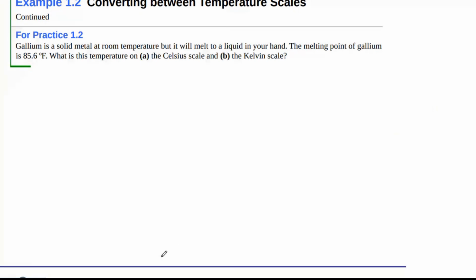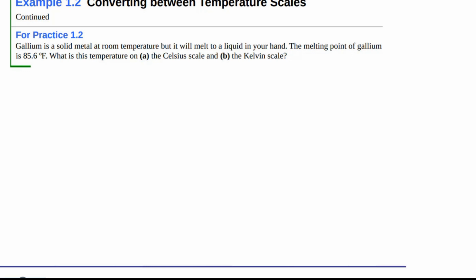All right, so let's do problem 1.2, and this is one of our example problems for practice 1.2. Gallium is a solid metal at room temperature, but it will melt to a liquid in your hand. So if you see a spoon in a movie and it looks like it's made out of metal, but then they put it into a liquid and it melts, it's probably gallium. And gallium isn't very toxic, so people like to play around with it.